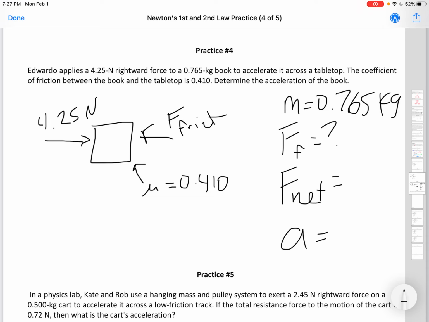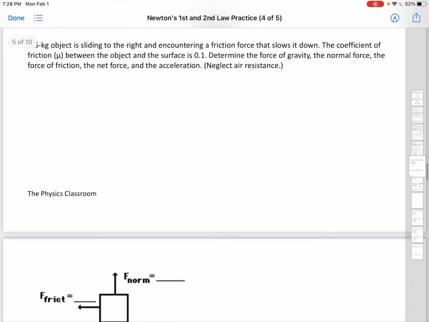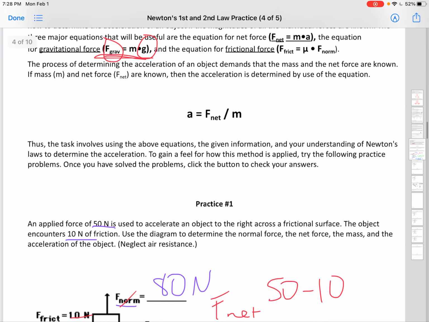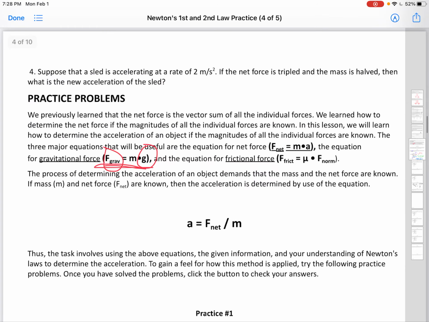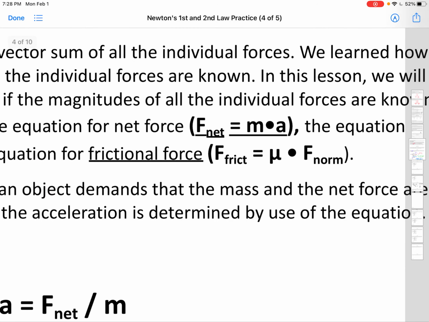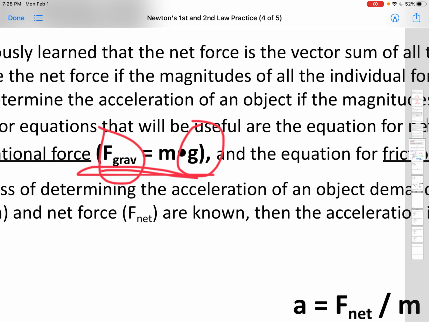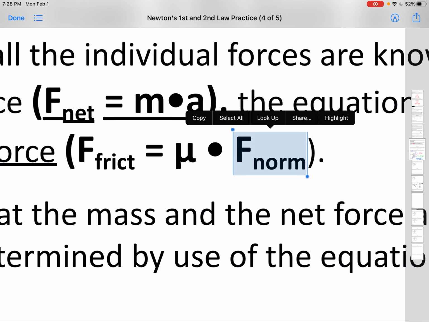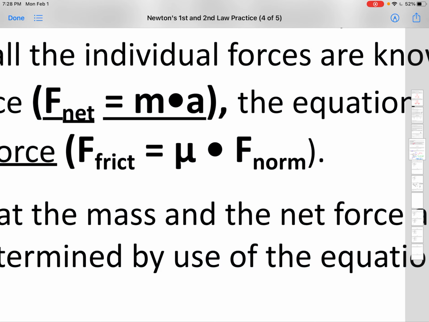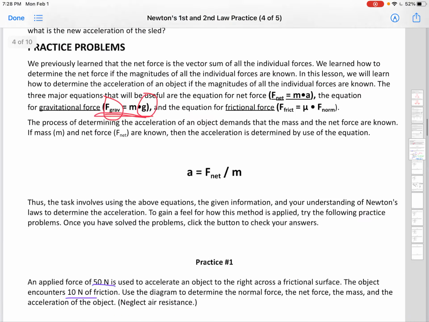Okay, so now I'll go up here. Coefficient of friction 0.410. Look at these equations up here. Remember gravity, so that'll be an easy one. Remember, normal force is equal and opposite of gravity. So we have to find our force of gravity first, or our weight, because that's the same as our normal force. Then we take our normal force, multiply by the coefficient of friction, and then we'll have our friction.